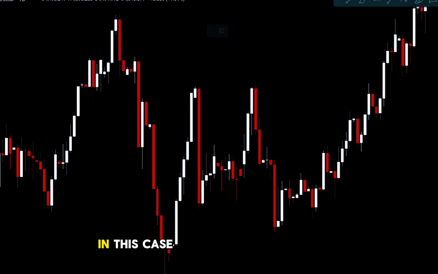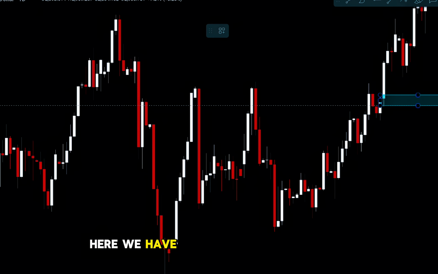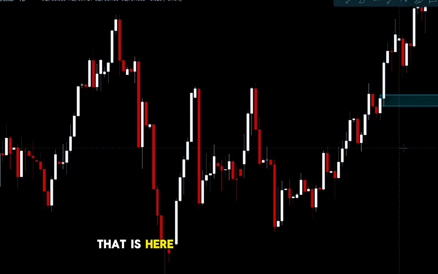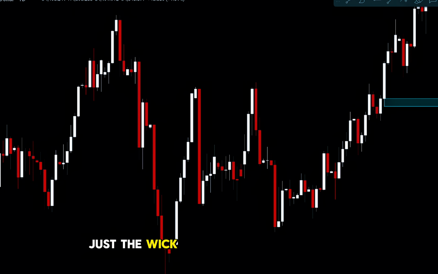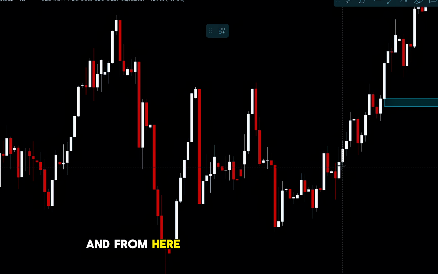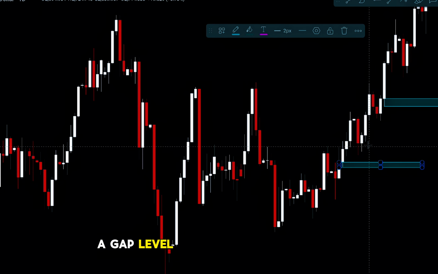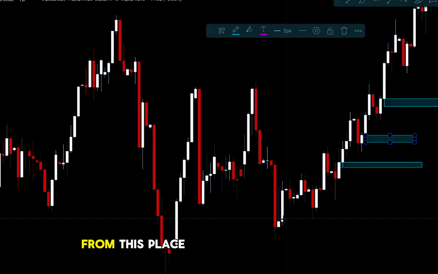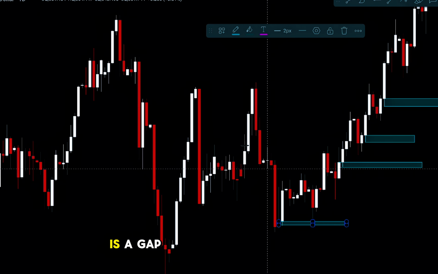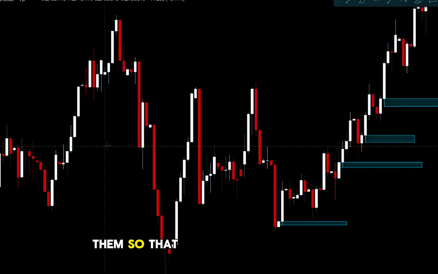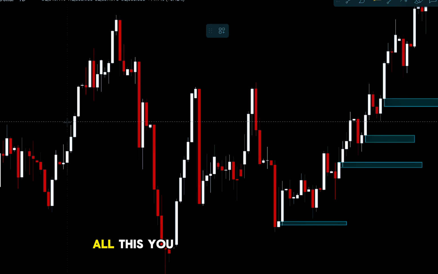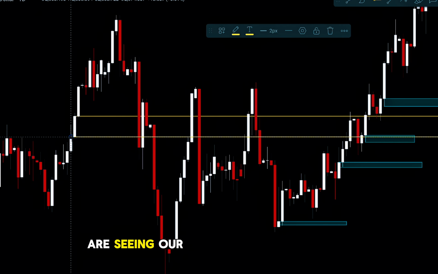You can see in this case, we are just marking them. So here we have a gap level that is here, and we can mark it from this, just a wick down there. And from here, we can also see this is a gap level. You can see this is also a gap level. From this place, you can see it's a gap level. I'm just marking them so that we understand. So all this you are seeing are gap levels.